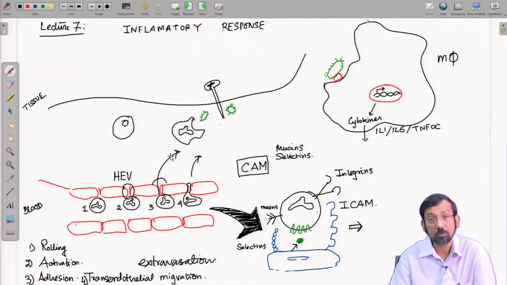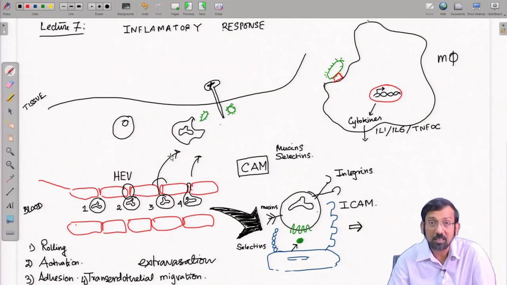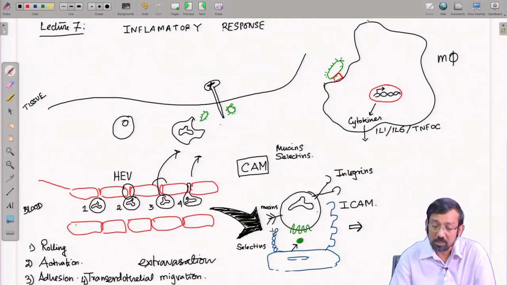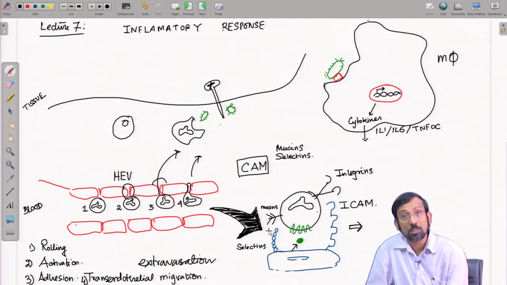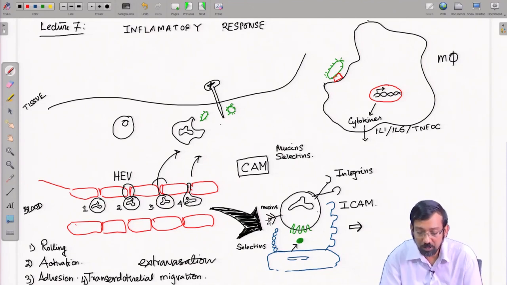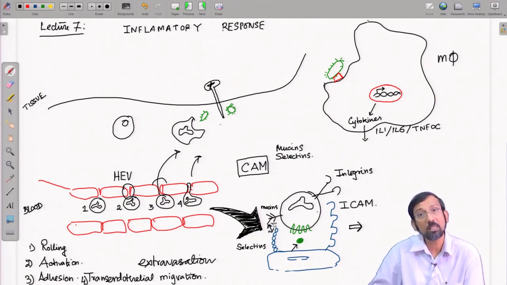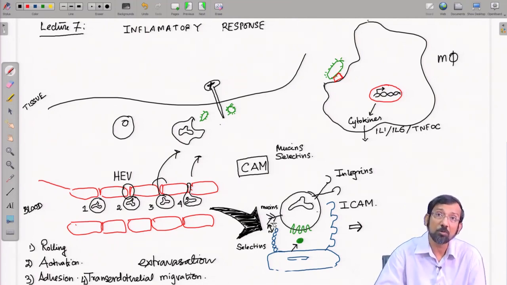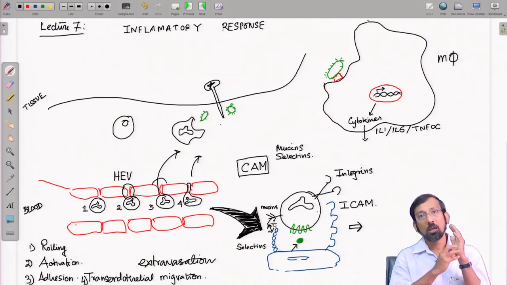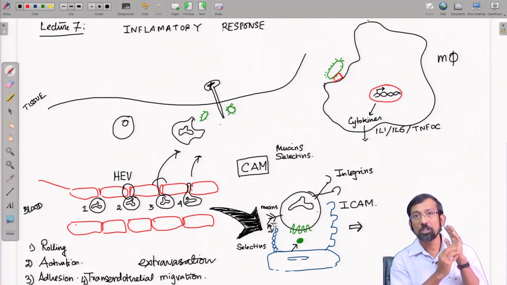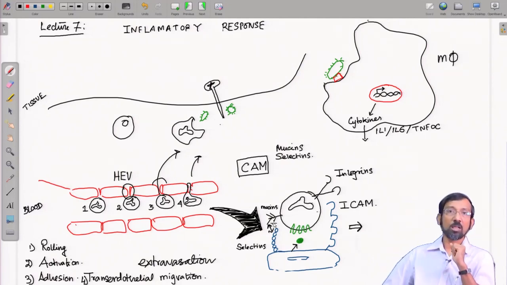The first step is initiated by the binding of the mucins to the selectins. The mucins are a class of the CAMs, or the cell adhesion molecules, that can specifically bind to the selectins which are being expressed on the surface of the endothelial cells. As this binding occurs, the cells which were flowing in the bloodstream are now attached to the endothelial cell, the first step of attachment, and they start to roll on the surface.